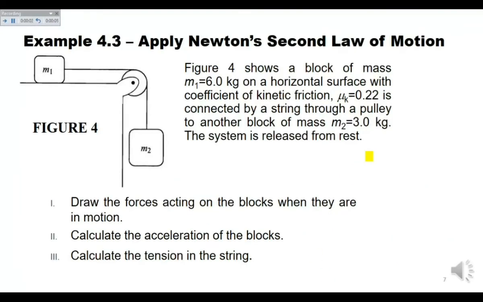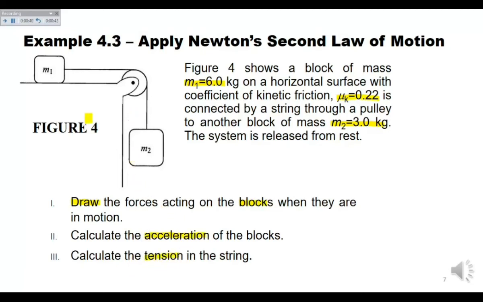Example 4.3. Apply Newton's second law of motion. Figure 4 shows a block of mass m1 = 6 kg on a horizontal surface with coefficient of kinetic friction μk = 0.22, connected by a string through a pulley to another block of mass m2 = 3 kg. The system is released from rest. Question 1 asks you to draw the forces acting on the blocks when they are in motion. Question 2, calculate the acceleration of the blocks, and 3, calculate the tension in the string.